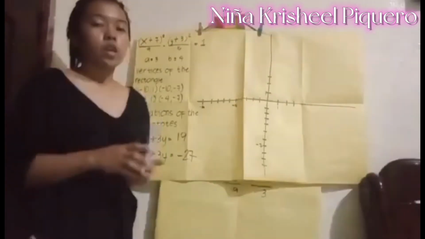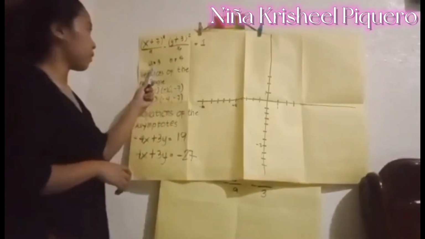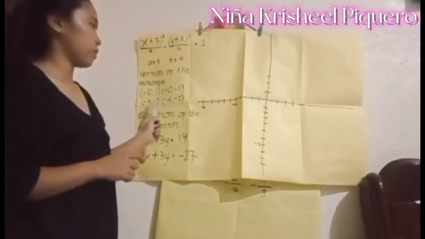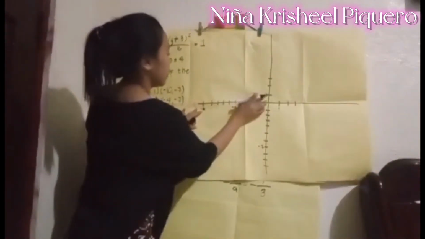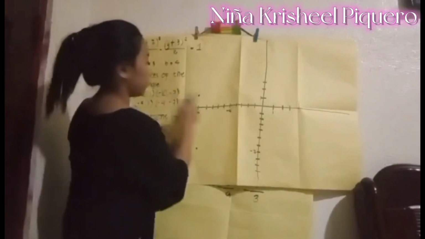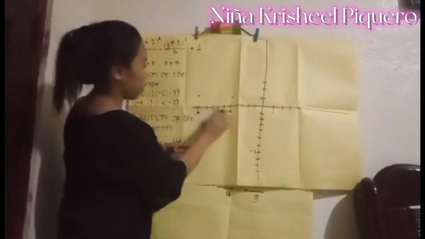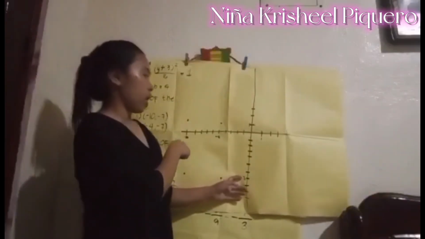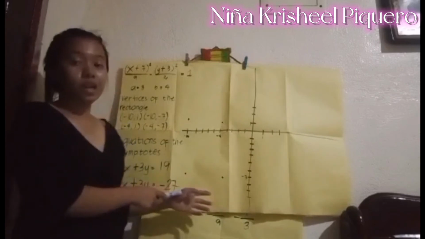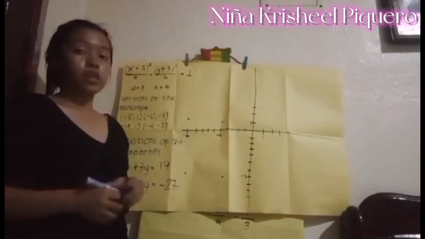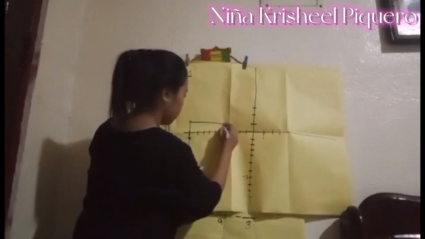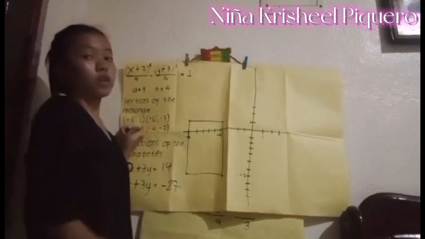So, next natong buhaton is to sketch the graph. So, gamit ang value sa A, o sa B, o sa vertices of the rectangle. So, first natong buhaton is to plot the points. So, negative 10, 1, 7, negative 4, positive 1, negative 4, and negative 7. You can see, ang atong center is wala na siya sa origin. So, ang atong center is naa na sa lain nga side. So, next is draw a rectangle. Next is draw a diagonal.